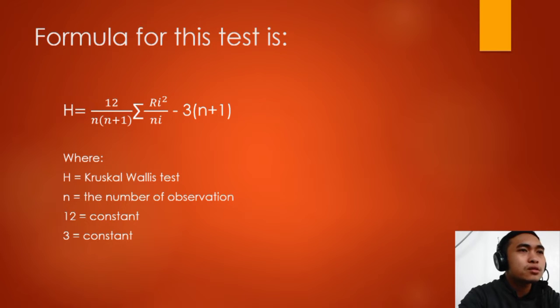So these are the formula for this test, or the H test. H is equal to 12 over n times open parentheses n plus 1 close parentheses, times the summation of Ri squared over ni, the rank total over the sample size of each method, minus 3 times open parentheses n plus 1 close parentheses. Here, H stands for the Kruskal Wallis test statistic, and n is the total number of observations. 12 and 3 are constants, already given in the formula.